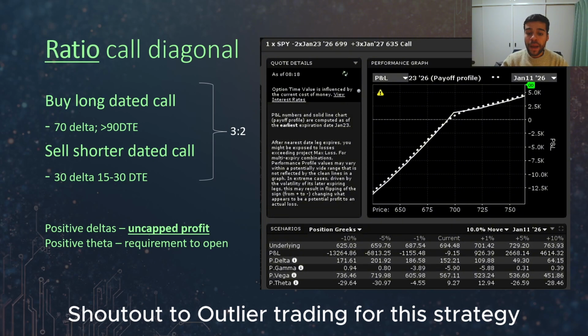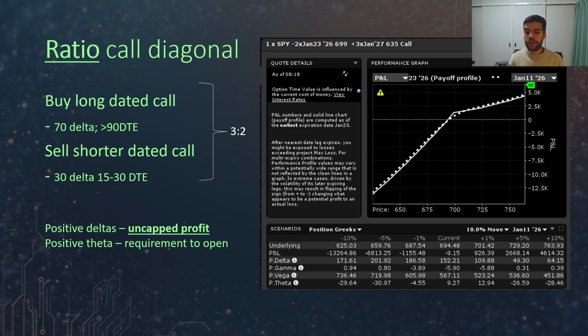This means you buy the long dated call. Usually I look to buy about 70 delta calls, at least 90 days out, depending how I'm looking at the position. Sometimes if it's a breakout strategy, I'm looking at something like 70 to 100 days out. If it is a longer term conviction position, more based on the fundamentals, I'm looking at least a year out or more. And then you sell shorter dated calls against these long calls that you have. Usually, I sell about 30 deltas with 15 to 30 days to expiration.